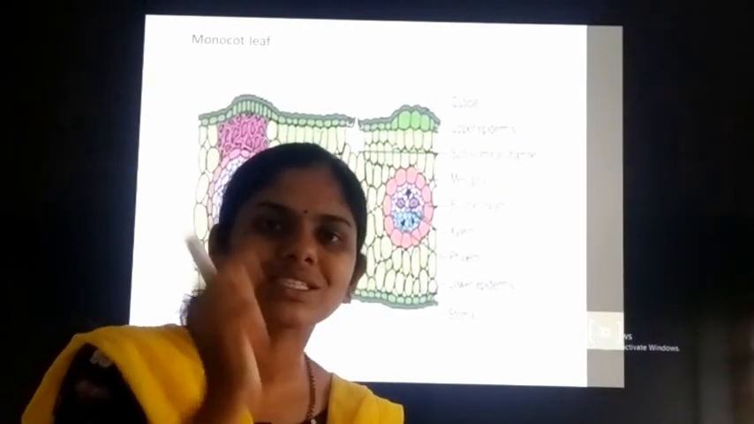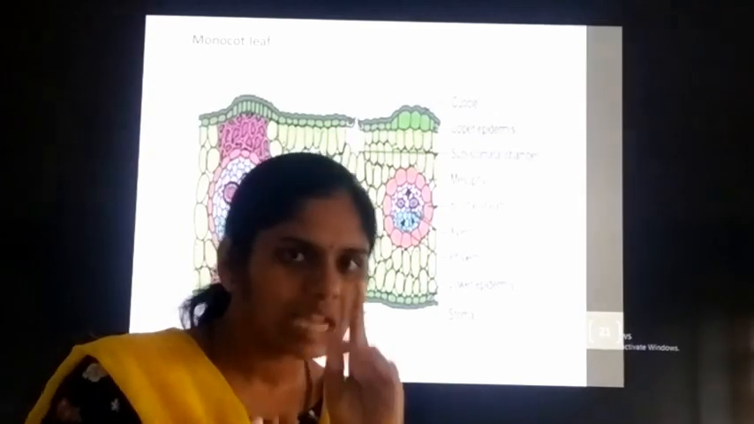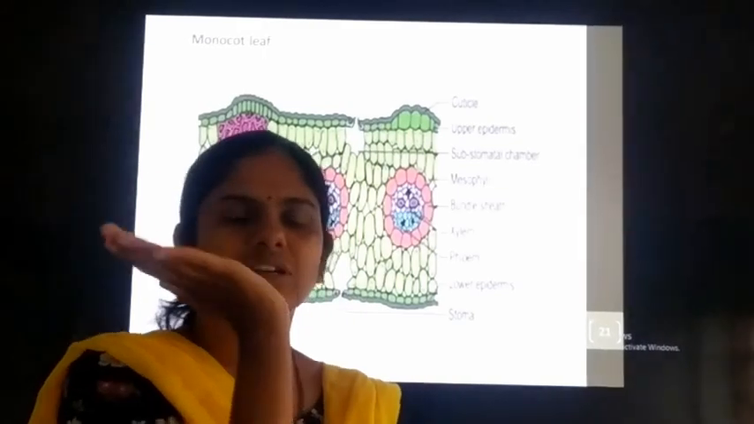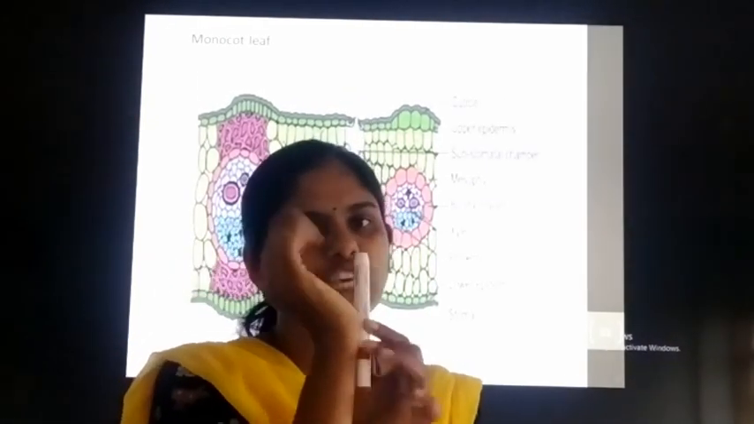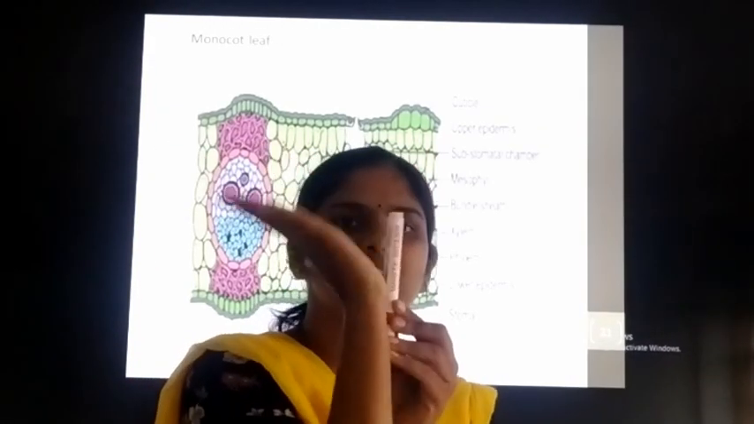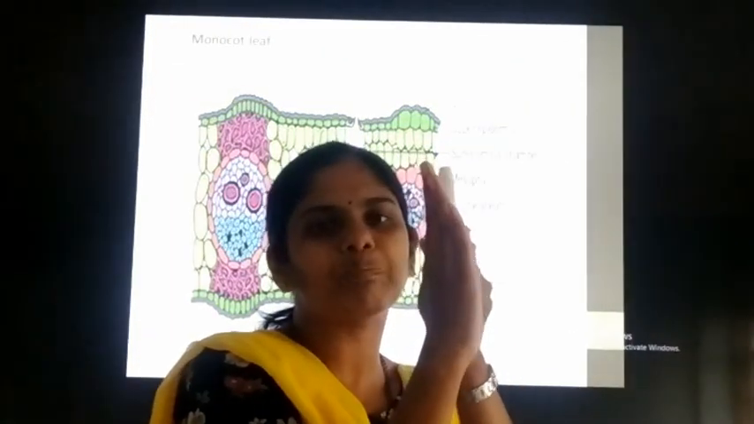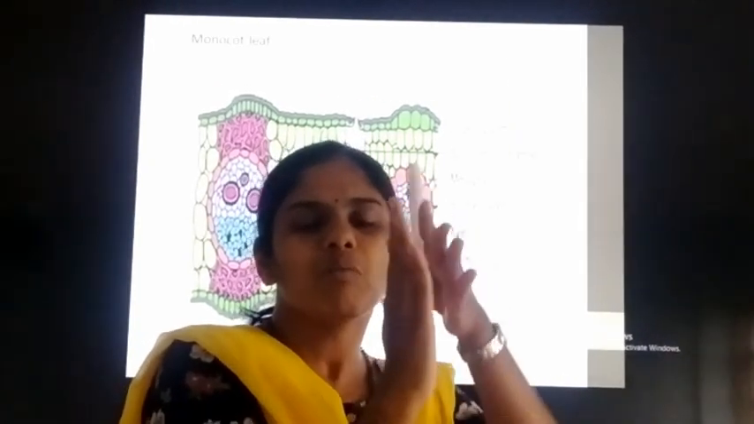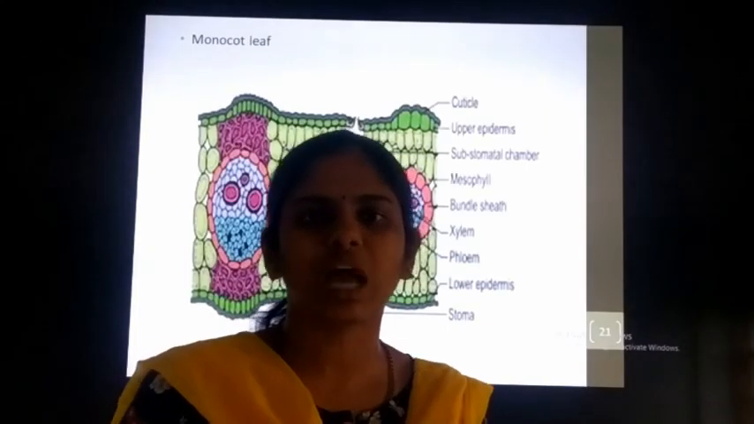Isobilateral. Iso means same, bi means two, lateral means sides. That means both sides. For example, in a dicot leaf, the upper surface is easily exposed to the sunlight. But in a monocot leaf, it is attached to the stem like this. That means both the upper and the lower surface, iso, both the same. Both sides of the leaf are equally exposed to the sunlight.